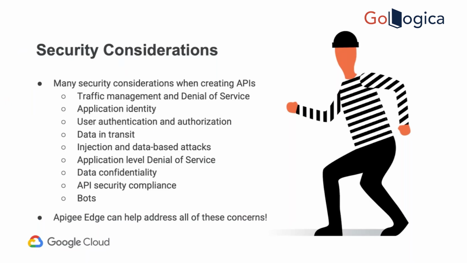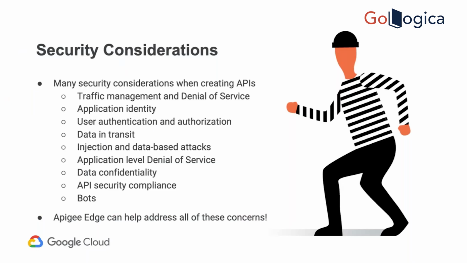And we need to check for injection and database attacks. So any kind of injection attacks or database attacks needs to be handled. We also need to check the application level DOS attacks, so we need to prevent against all of those. And we also have to make sure data confidentiality is in place. So any sensitive data, or what we call PII, personal identifiable information, is not visible anywhere.